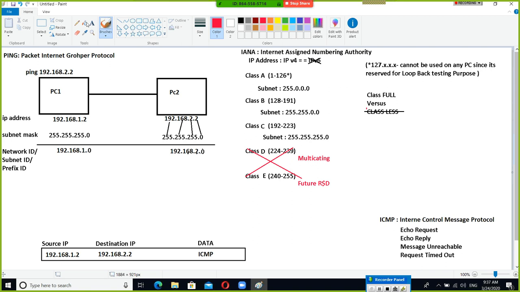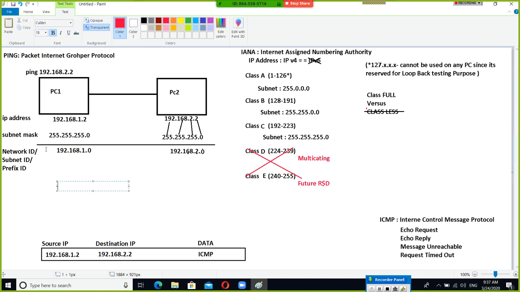Before that, if I have to ask you, what is the range of the first octet of an IP address, what will be your answer, Sanjay? What is the first octet range? What will be your answer? The decimal address range: 1 to what?